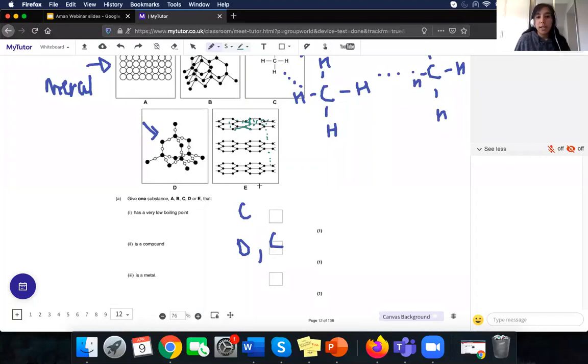But in graphite, as I said, it's a bit of a strange one where actually to melt or boil graphite, you have to break both the intermolecular forces and the covalent bonds. Usually, if intermolecular forces are there, you break the intermolecular forces, but in graphite, you have to break both, and that just makes it an exception to the rule. So graphite will have a high melting and boiling point.